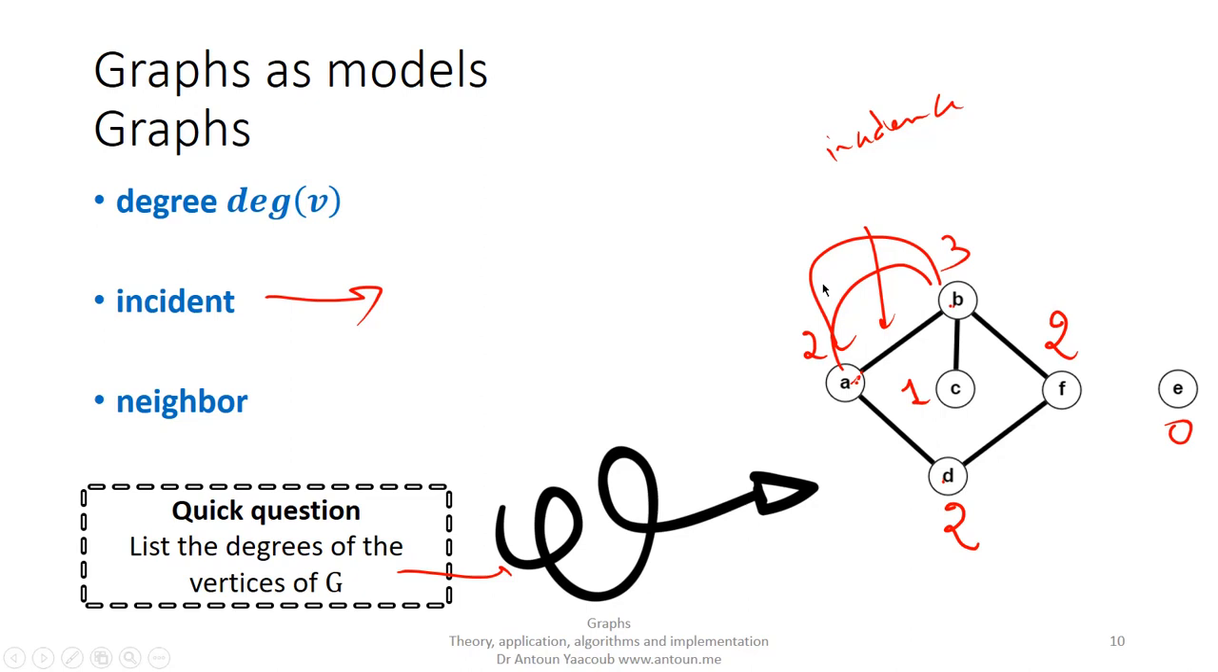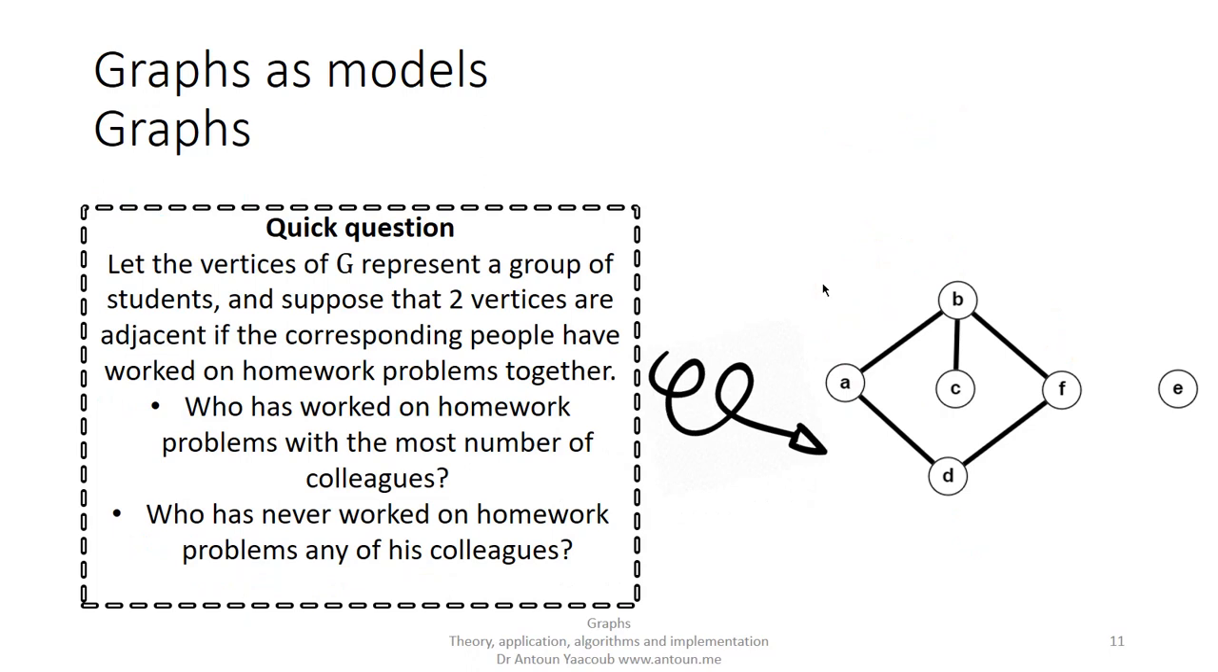We will cover more definitions about graphs because it's a very broad subject. Let's have a quick question here. Let's say that the vertices of this graph represent a group of students, and we suppose that two vertices are adjacent, A and B for example, if the corresponding people have worked on homework problems together. So we know that A has worked with B, A also worked with D, D worked with F, B with F, C worked only with B, and E was a standalone student. He doesn't work with anyone.